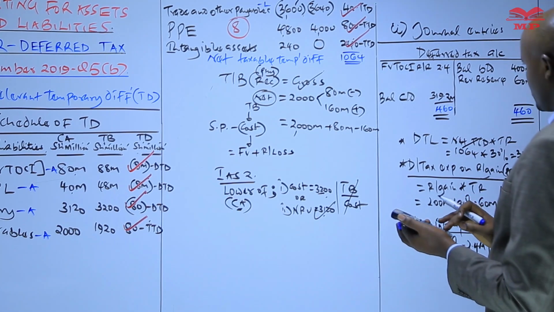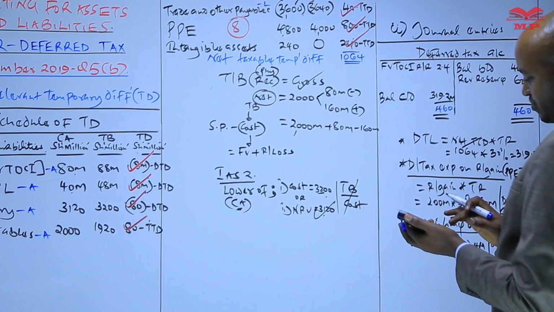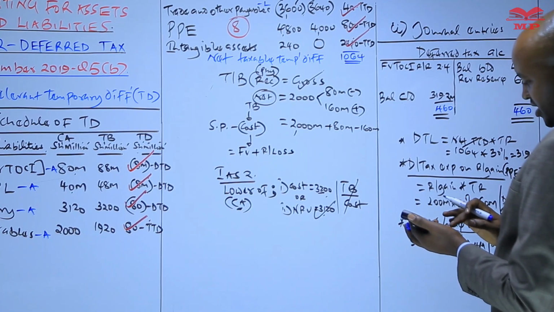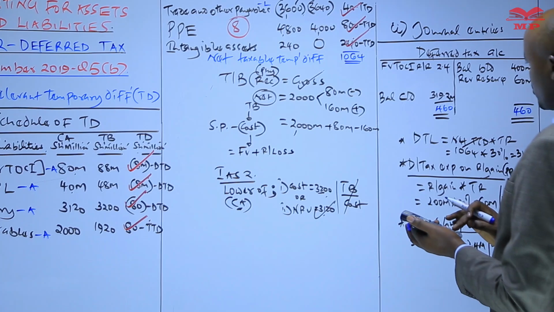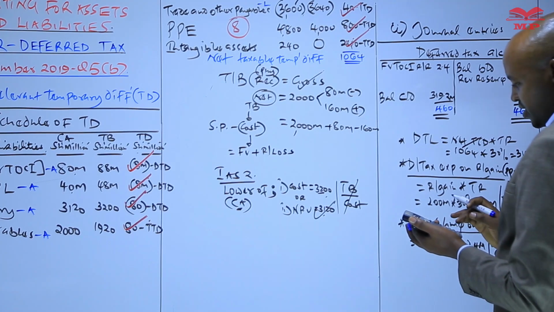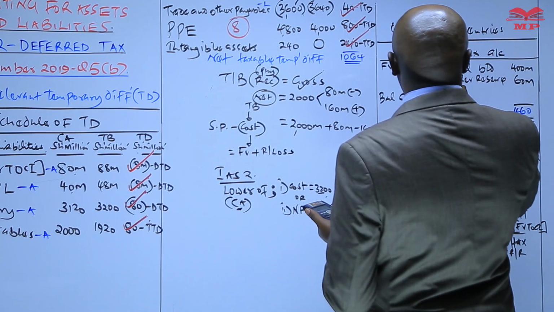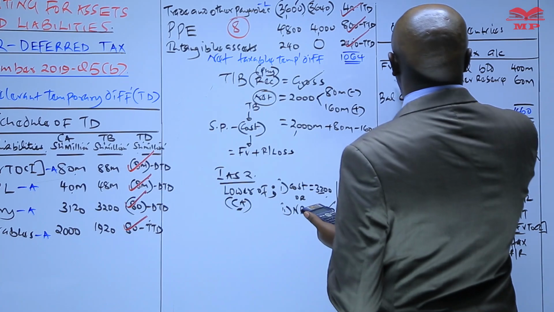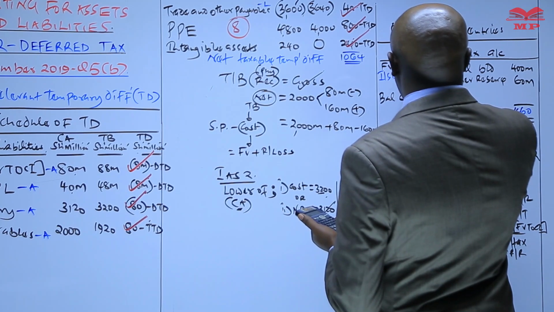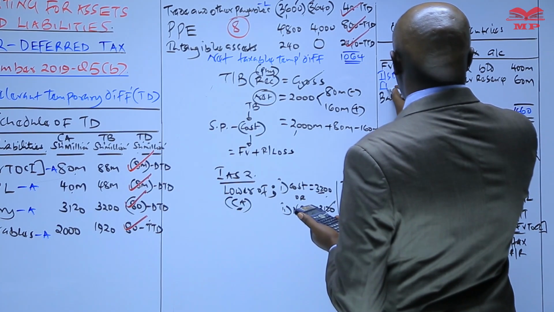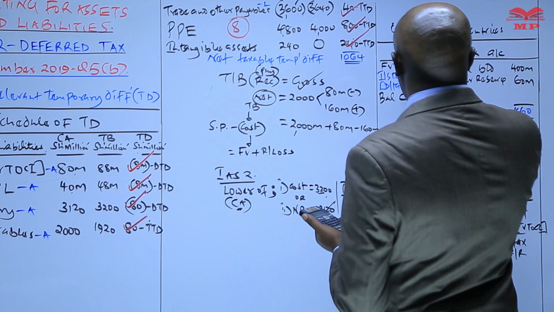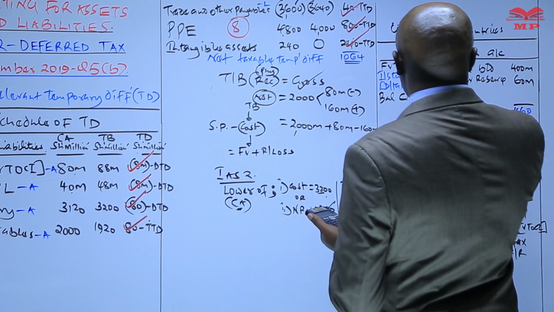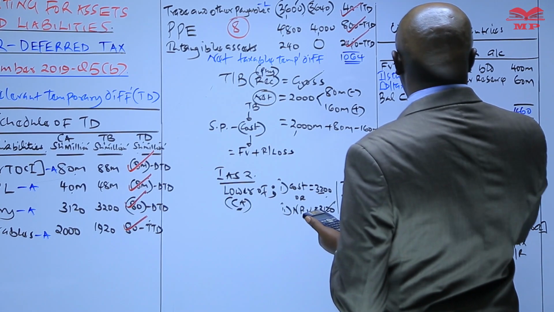So what we have on the debit side, 2.4 minus 319.2. Yes, that will give us a figure of 138.4. So this is the amount to be taken to the income statement, and this is a deferred tax income. A deferred tax what? Income.